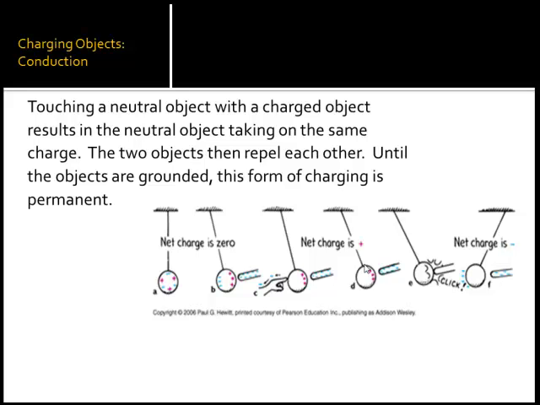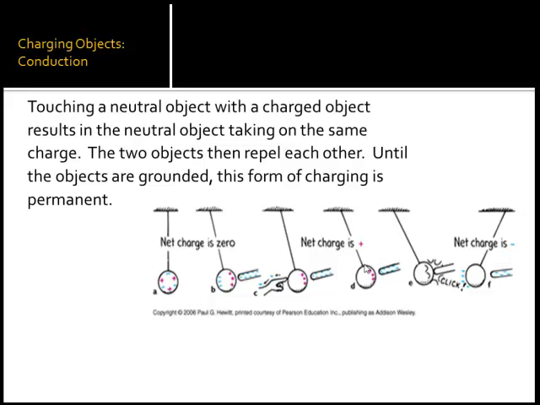Conduction. This is when you touch a neutral object with a charged object, and then that neutral object takes on the same charge, and the two objects are going to repel each other. So friction results in objects attracting each other. Conduction actually results in objects repelling each other. And until you ground that object, this charge is permanent. So if you look at the picture, in part A, the net charge on the object is 0. Now in part B, I'm bringing an object that has a negative charge over to it. So what I've done is I've attracted the positive charge and repelled the negative charges.